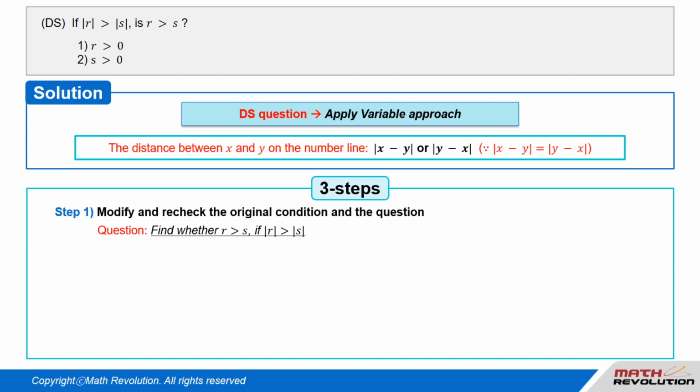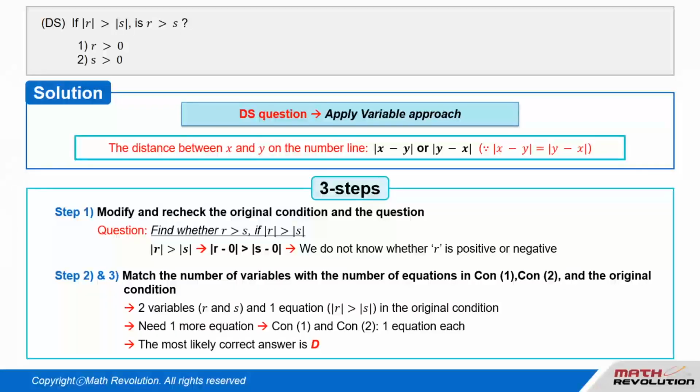We have to find out whether R is greater than S if |R| is greater than |S|. Remember that |R| > |S| means |R - 0| > |S - 0|, which means the distance between R and 0 is greater than the distance between S and 0. However, we do not know whether R is positive or negative.